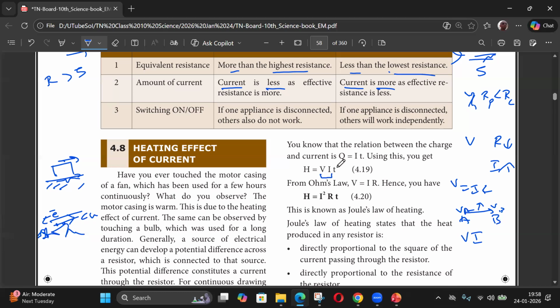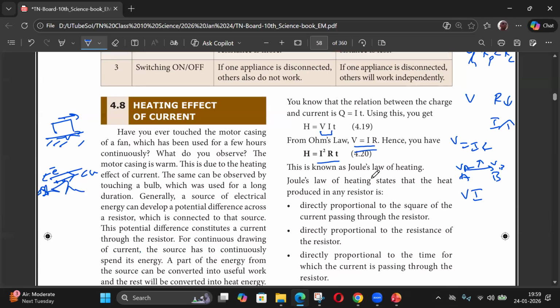And if you use a resistor, suppose this thing is a resistor, then this relation is valid according to Ohm's law. So I can write V as I into R. So heating will become I squared R T. This heating is called Joule heating.